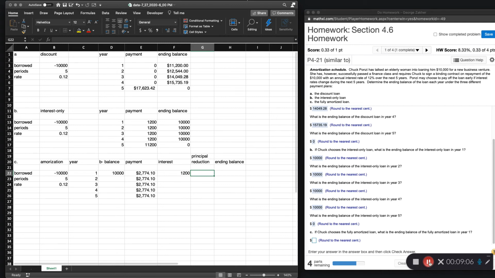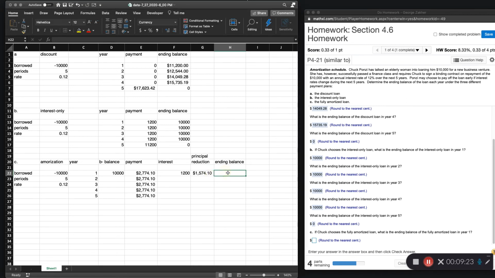Payment minus interest. So again, we want to separate the interest and the principal so we know how much each is being paid off. And for our ending balance, that's going to be how much of that principal is being paid off. So it's going to be our beginning balance minus our principal reduction. Okay, wonderful. So we've completed year 1.